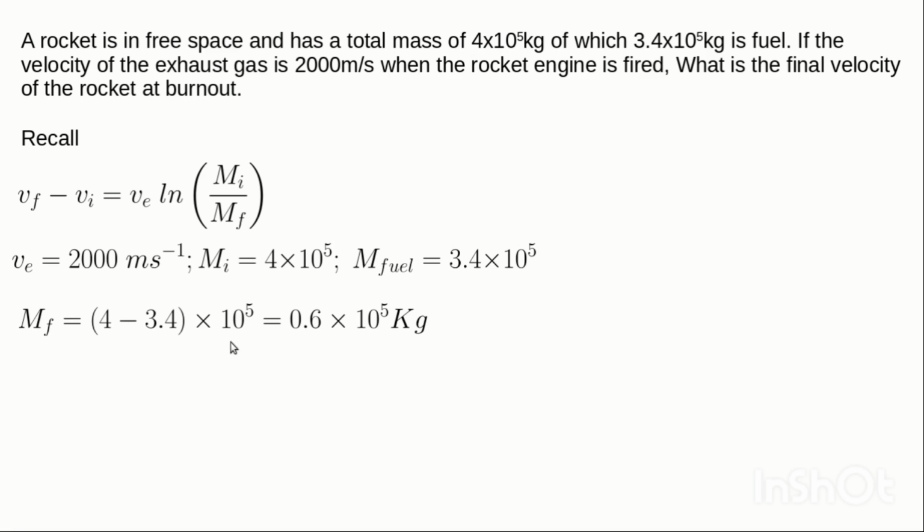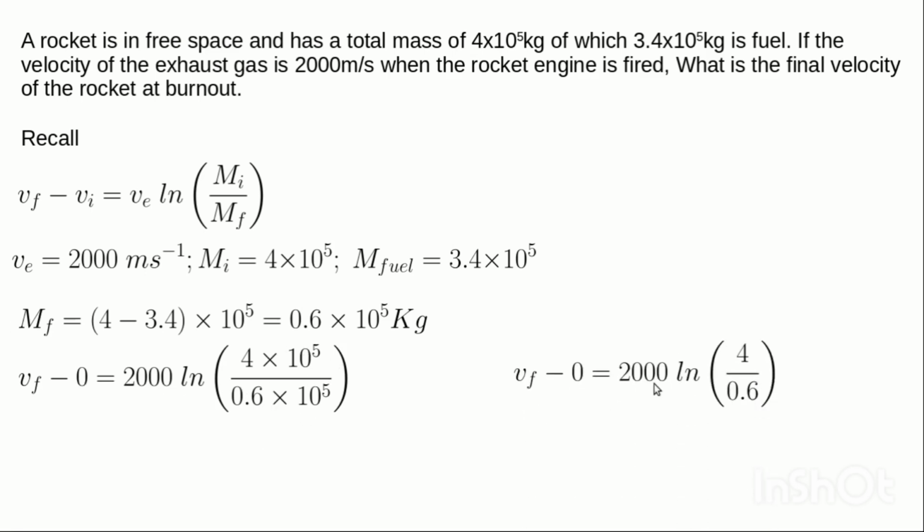So if we substitute all this into this formula, we should have VF minus 0 equal to 2,000 ln this expression. So we'll go ahead to calculate this expression, and we end up with VF equal to 3,794. So one would expect that the final speed will be greater than the exhaust speed, right? So that's it.